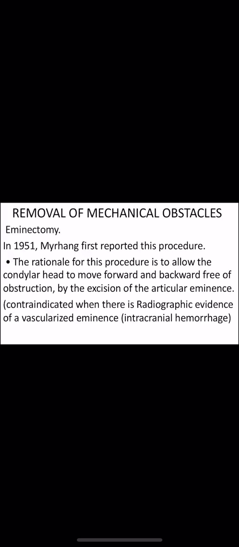Next is creation of a new muscle balance. In this comes scarification of temporalis muscle tendon and medial pterygoid myotomy procedure. Next is removal of the mechanical obstacle. In this comes the eminectomy procedure. In eminectomy procedure, the articular eminence is excised so that the condylar head can move forward and backward free of any obstruction. We should remember that it is contraindicated when there is a radiographic evidence of a vascularized eminence because it can lead to intracranial hemorrhage.